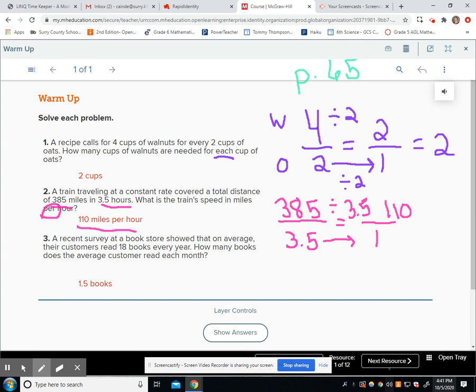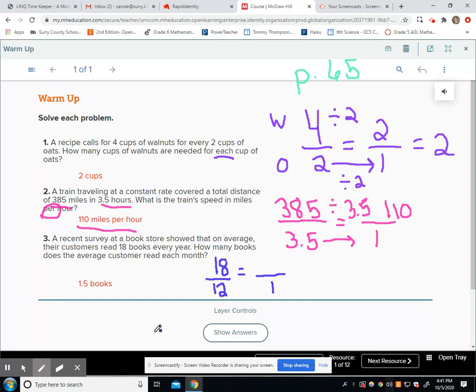And our last warm-up problem. A recent survey at a bookstore showed that on average, their customers read 18 books every year. How many books does the average customer read each month? Well, each month, each 1 month. How many months are in a year? There's 12.